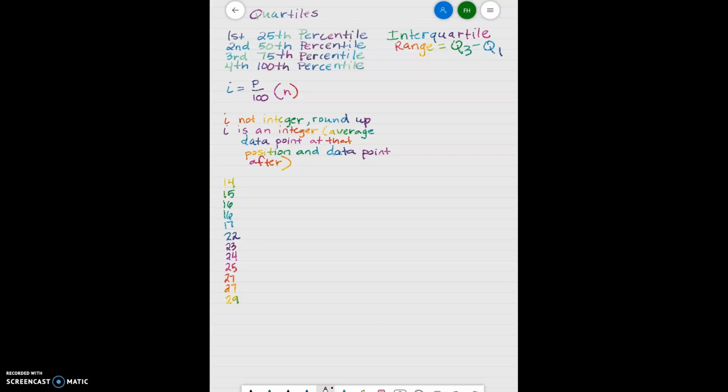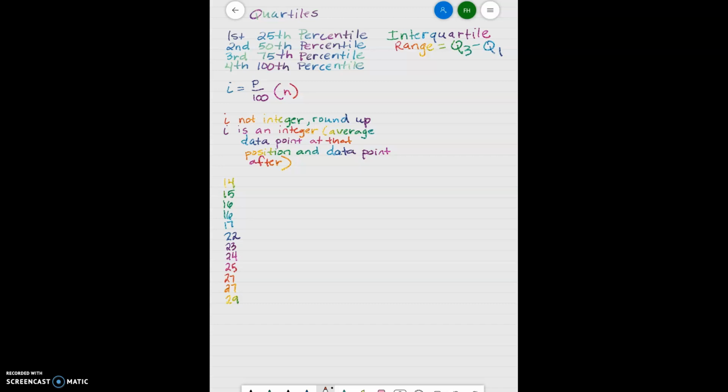This video focuses specifically on quartiles and how to calculate quartiles on paper. So first of all, let's go over our quartiles. The first is the 25th, second is the 50th, third is the 75th, and the fourth is the 100th.